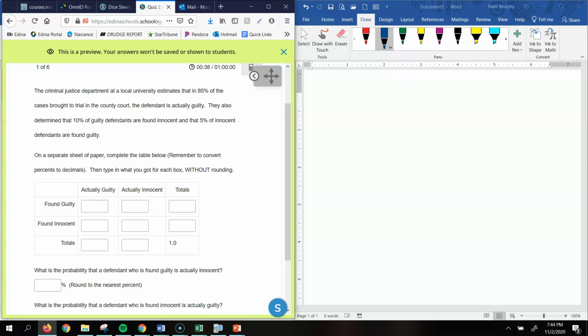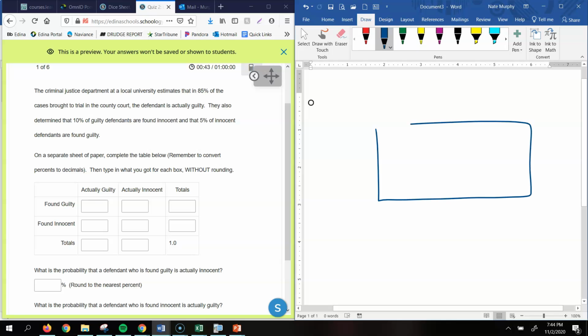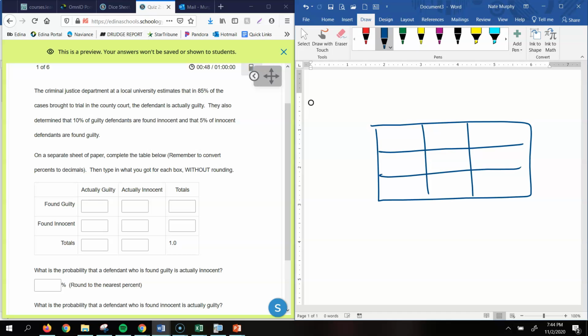All right, so I'm just going to recreate this over here. So we're going to have our table. Create a 3x3 grid, just like we were doing in class. And so we have our found guilty, so this would be like our test, because you have a jury that's going to be deciding whether or not people are guilty, or the judge will be finding that out. And so they can be found guilty or found innocent. So this is the test. When we had other problems, we had test positive, test negative. This is the test side.